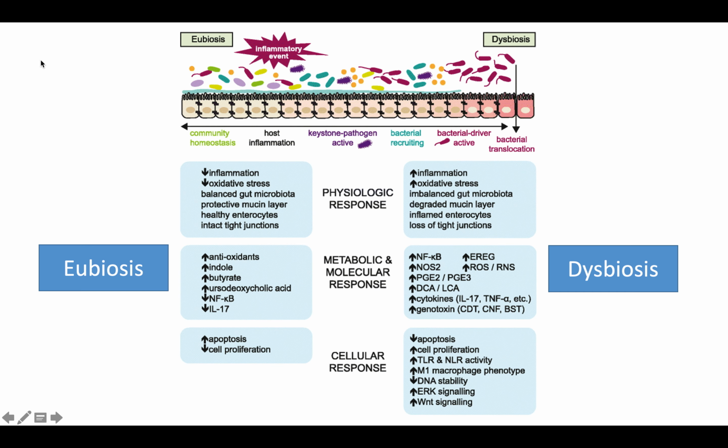Finally, the cellular response in eubiosis, again, you have apoptosis, which means cell death, and a decrease in cell proliferation. So what that means is you do have cells dying at a healthy rate, and you have a decrease in cell proliferation, which means they aren't over-dividing. So in other words, you look at that eubiosis, life is good, everything's balanced. Now, if it's dysbiosis, so what would cause that? It can be diet. It can be, in this case, an active pathogen that has come along and is multiplying.